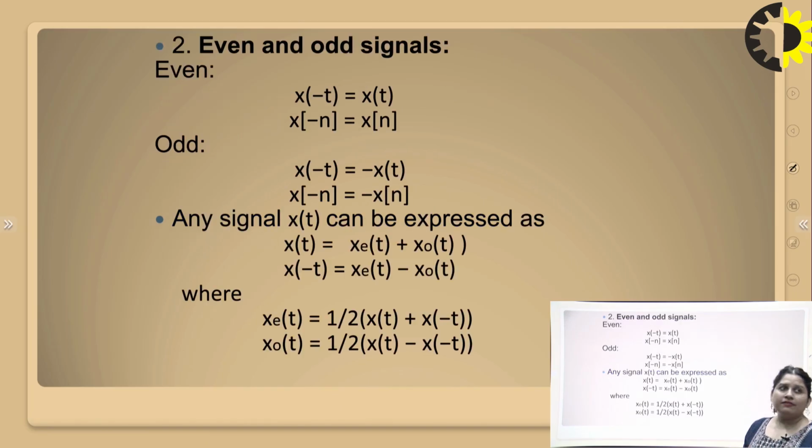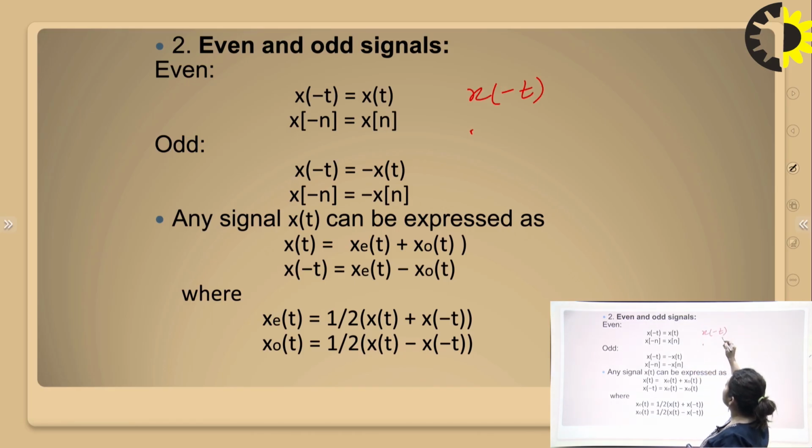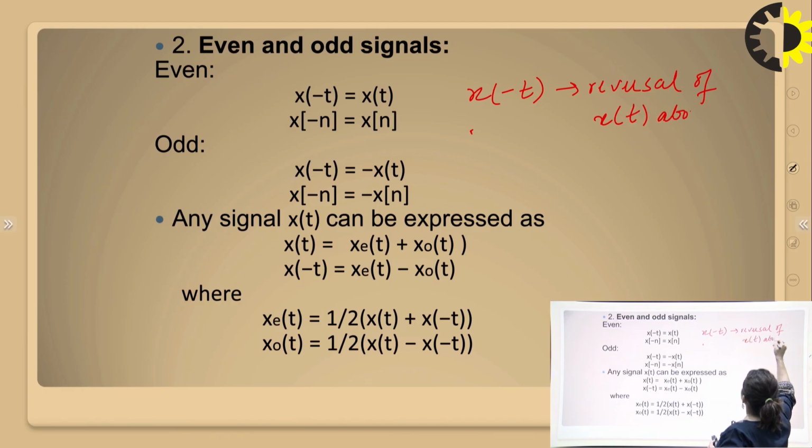So now we have another category, that is even and odd signal. By definition, this is a second category of the classification of signals. For the continuous time signal, it is x of minus t, that is equivalent to x of t. This x of minus t is basically the reversal of x of t about t equal to 0.